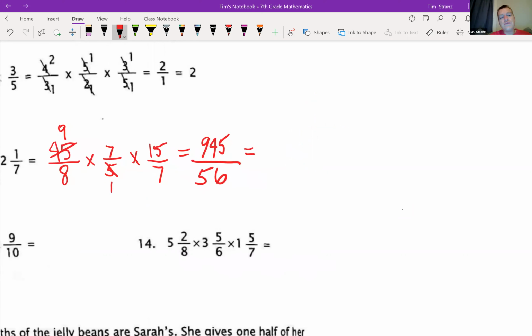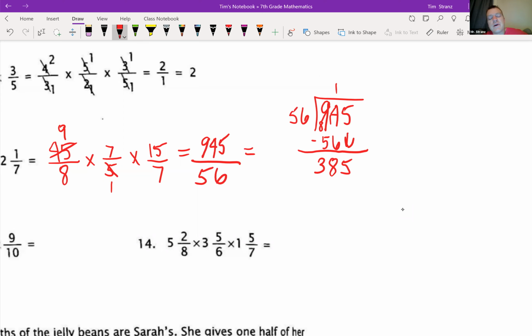So 56 goes into 945. That's what we need to figure out. So we're going to do 945 divided by 56. Okay, so 94 minus 56 is going to be 38. I'm going to bring down my 5.